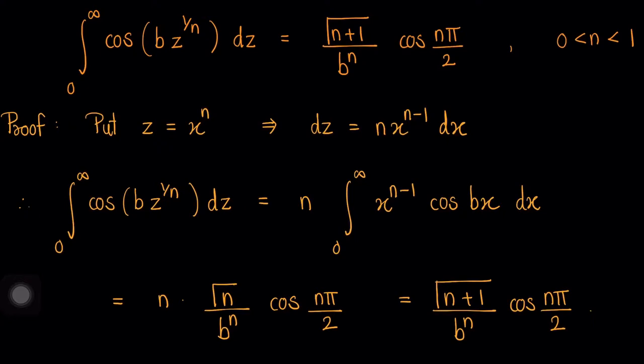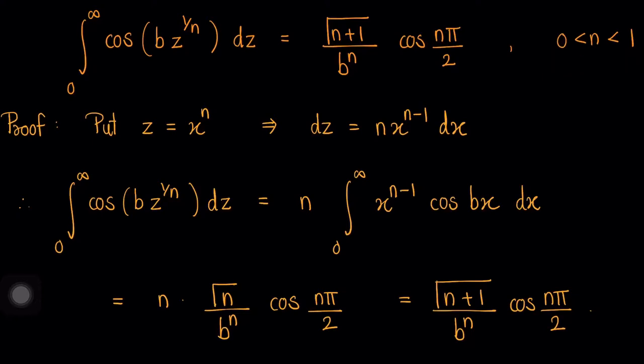Now the next example is the integral from 0 to infinity of cos of b z raised to 1 by n dz, and we have to prove that this value is equal to gamma of n plus 1 upon b raised to n, cos of n pi by 2, where this n lies between 0 and 1.